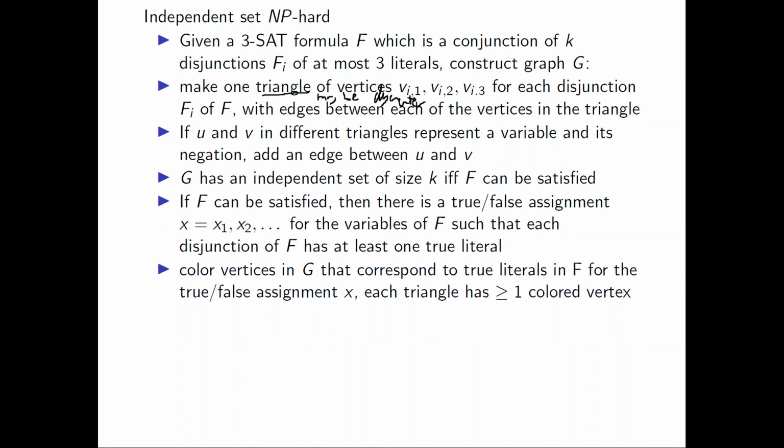Since F is satisfied by the true-false assignment X, and since we're coloring the vertices in G using the true-false assignment to determine which literals in F are true, and again, we mentioned on the previous slide, each of the triangles corresponds to a disjunction. And we know each disjunction has at least one literal that is true for this true-false assignment because the true-false assignment makes F true. So each triangle has to have at least one colored vertex because we're coloring vertices that correspond to true literals in F, and F is true.